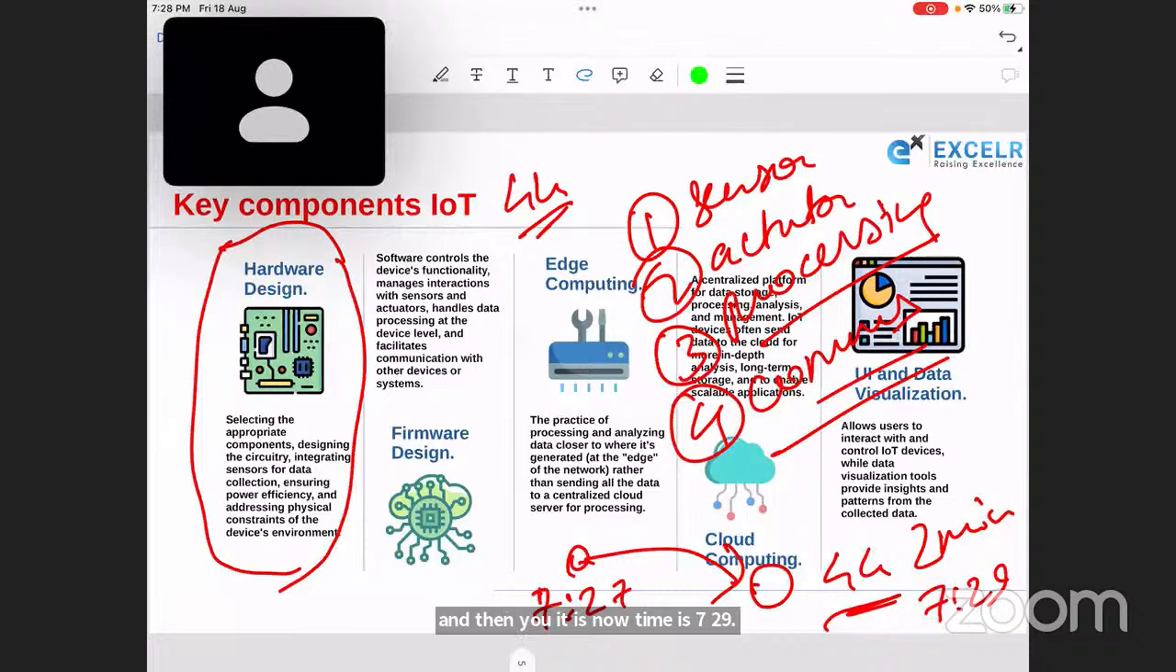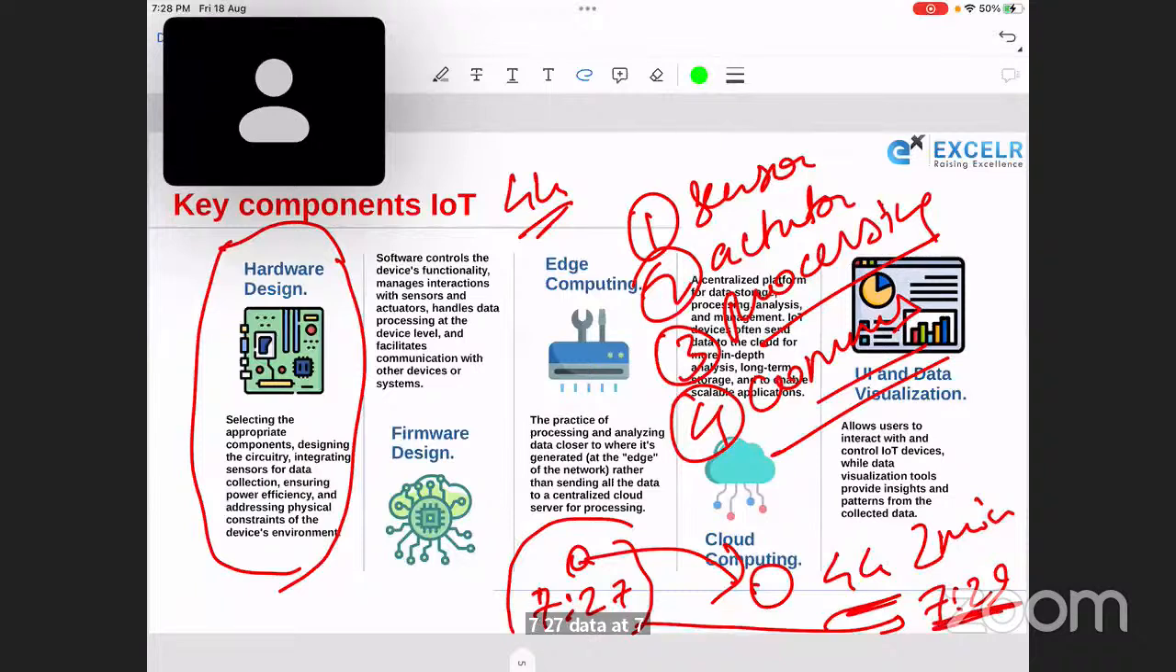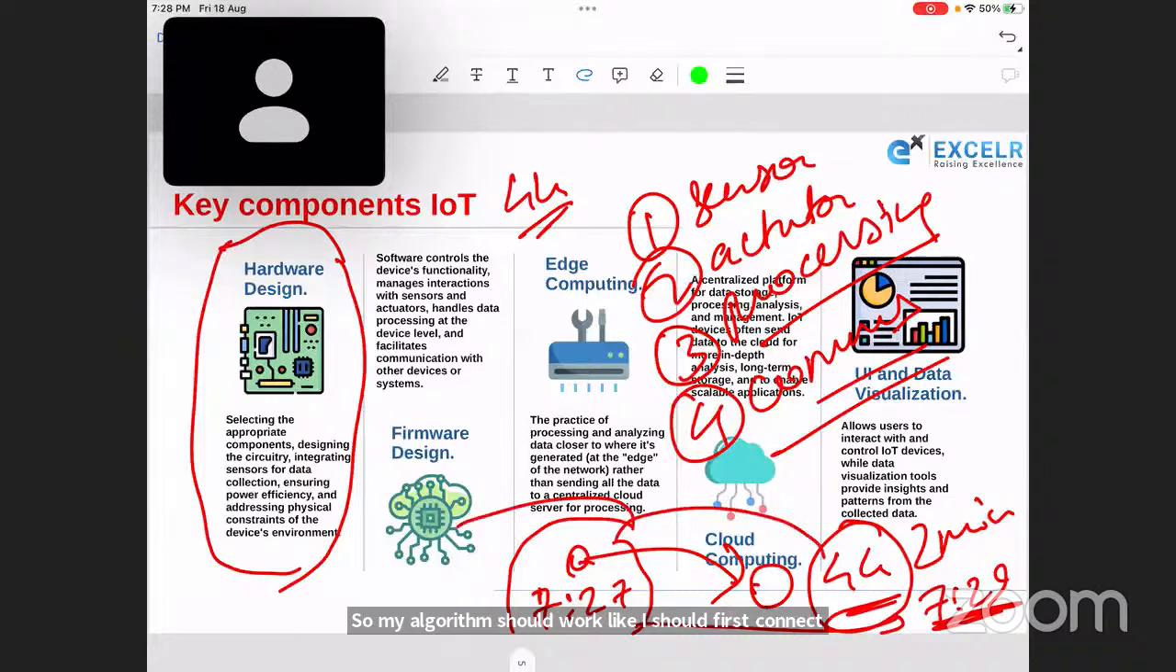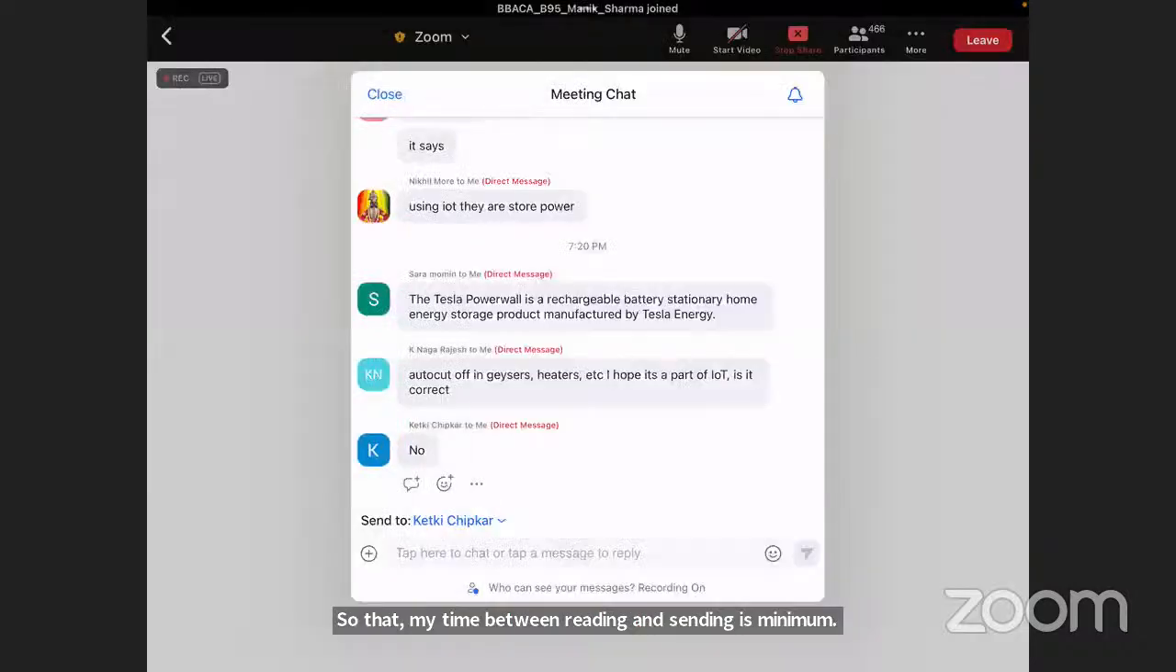So in these 2 minutes, the sensor data might be different. So what I will do is send the 7:27 data at 7:29. This data is not relevant now because it's already 2 minutes old. So my algorithm should work like this: I should first connect to 4G, then take the sensor reading and send it, so that the time between reading and sending is minimum. You're getting my point, everybody? This is how firmware design and hardware design are very use-case specific.